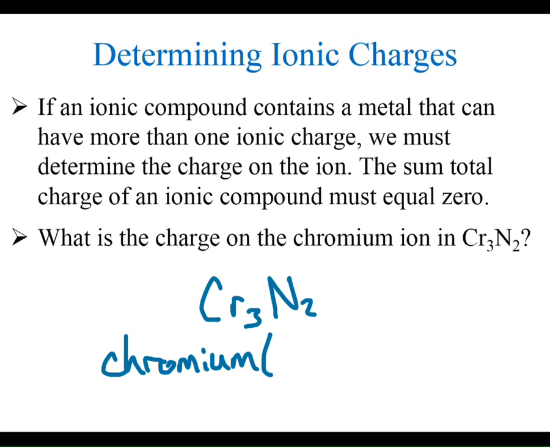So that means we have to specify which chromium it is. Is it chromium 1? Is it chromium 2? Is it chromium 3? So we have to figure it out from whatever the other thing is. So what's the N called? Nitrogen. Well, nitrogen, but now it's an ion, so nitrate?